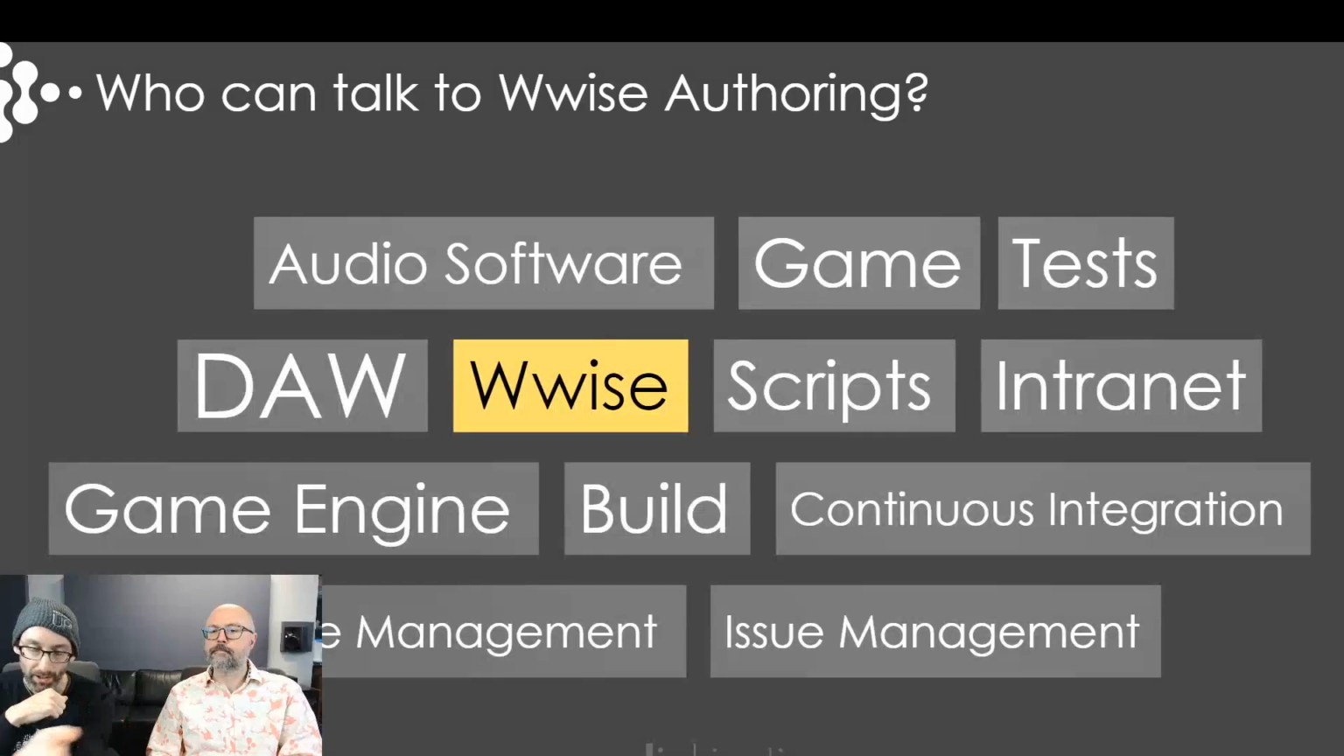And then a bunch of other applications, scripting, intranet tools. So WAAPI, as we'll see later, can also be working on a web application. So a web page could connect to Wwise and do anything that is available through the API.